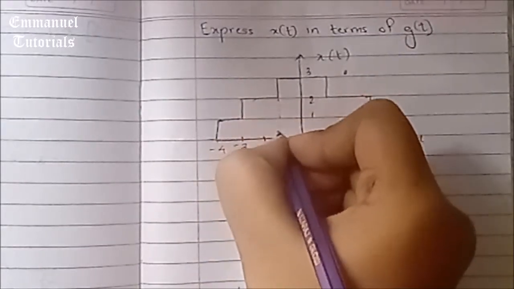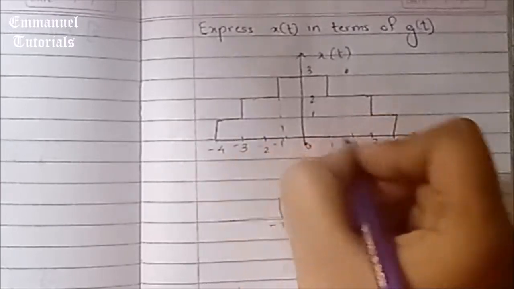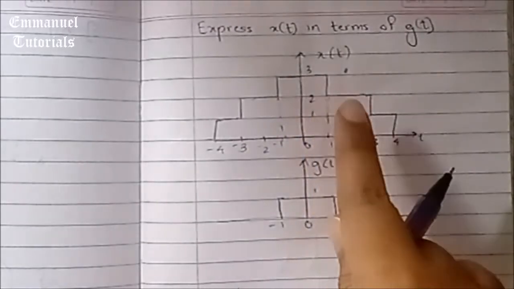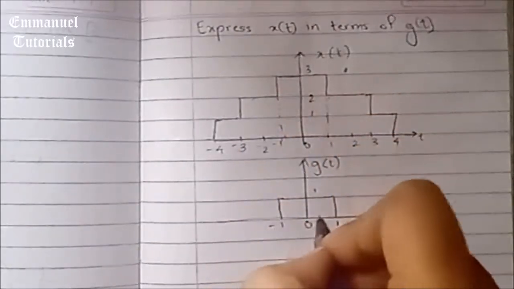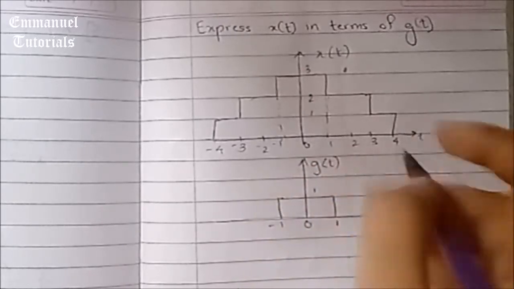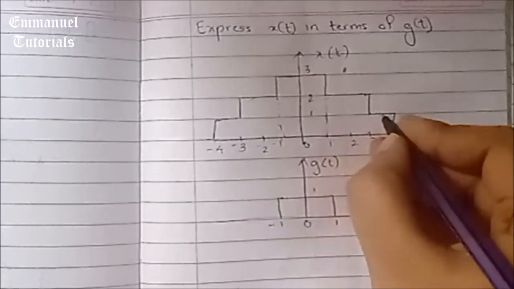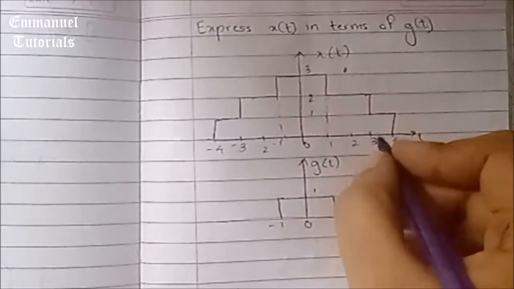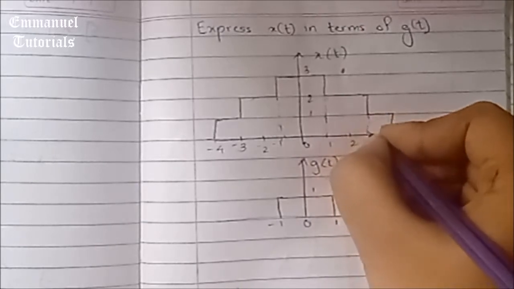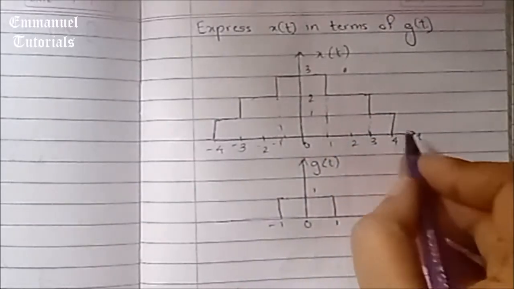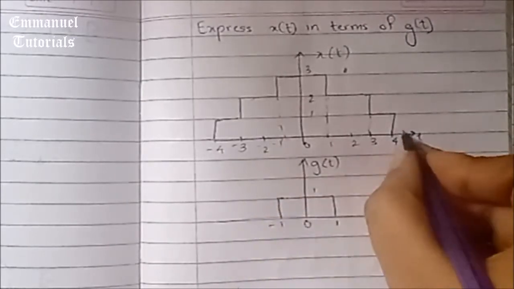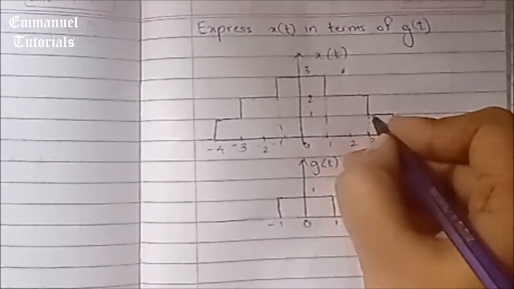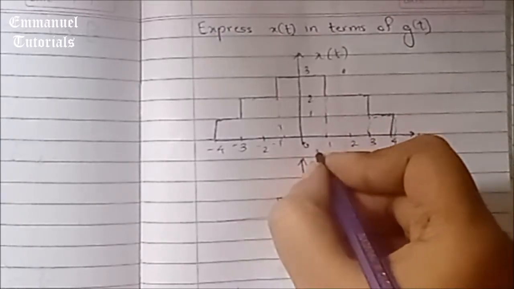Can we say that this part of the signal, from -1 to +1, is the same g of t, with amplitude 3? So this is one portion. Now the next portion, from 1 to 3. Can we say it's again the same signal, but a shifted one, and the amplitude is 2. Then again from 3 to 4, same g of t, but it is a compressed version with amplitude 1. So we have divided it into 3 portions.